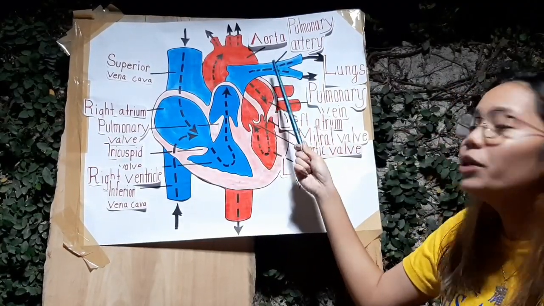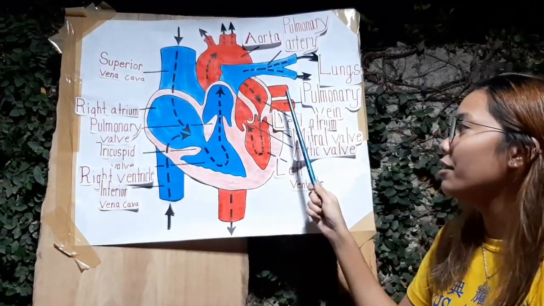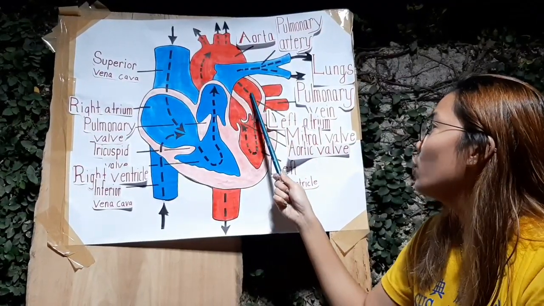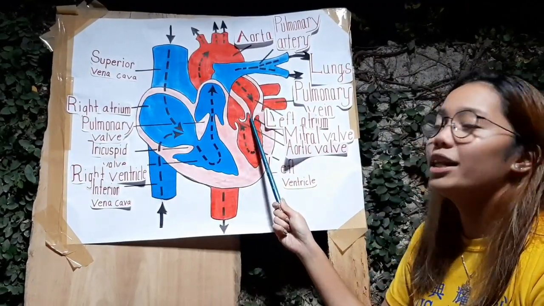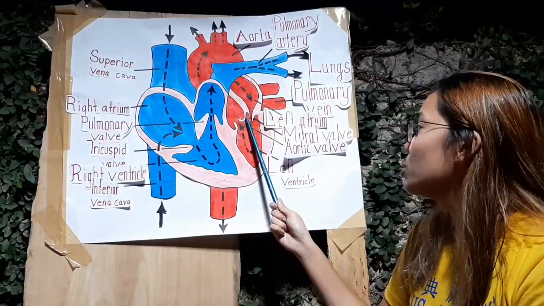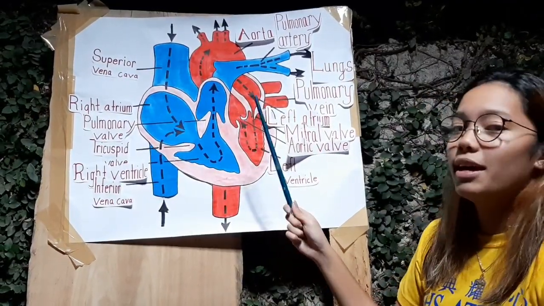We also have the pulmonary artery. We have the pulmonary vein. We have the left atrium. We have the mitral valve or the atrioventricular valve. We also have the aortic valve and of course the left ventricle.